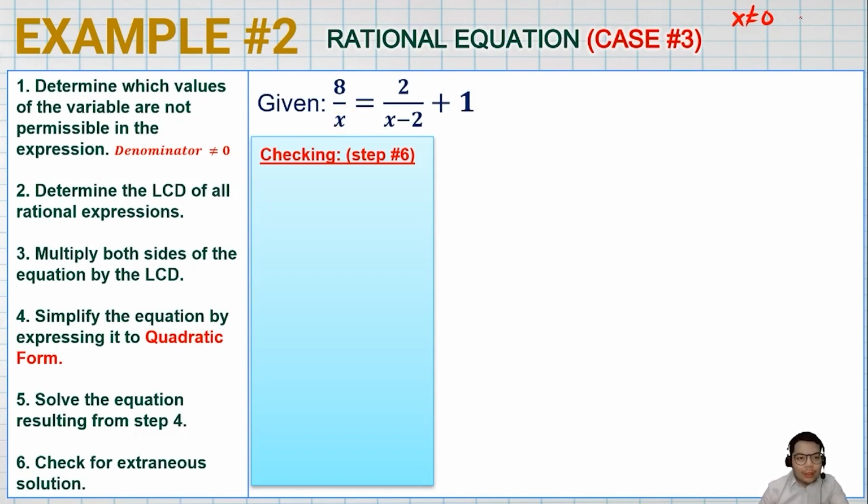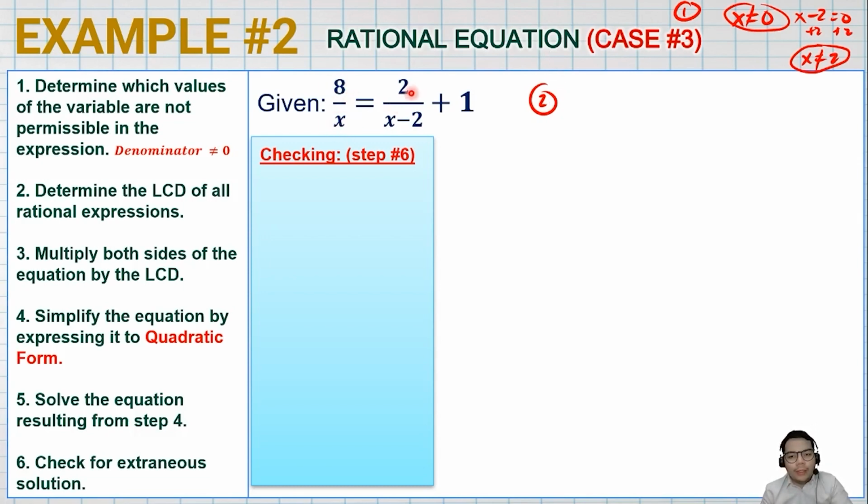So, another restriction could be we equate x minus 2 is equal to 0. So, plus 2 natin for both sides. So, x should not be equal to positive 2. Yan. So, yan yung mga values na restriction natin. Pag ito lumabas mamaya sa solution natin, extraneous solution agad sila. So, bakit 2? 2 minus 2 is equal to 0. Yan. So, that's step number 1. And step number 2, it says, determine the LCD of all the rational expressions.